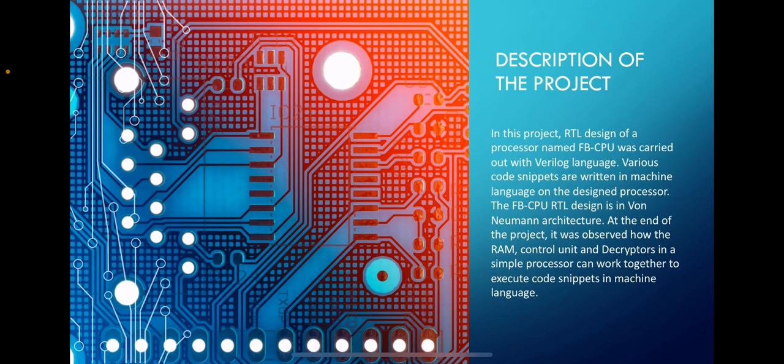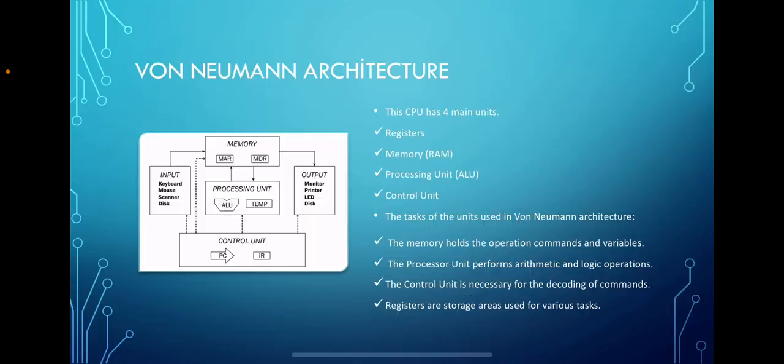Description of the project. In this project, RTL design of a processor named FB-CPU was carried out with the Verilog language. Various code snippets are written in machine language on the designed processor. The FB-CPU RTL design is in von Neumann architecture. At the end of the project, it was observed how the RAM, control unit, and decoders in the simple processor can work together to execute code snippets in machine language.